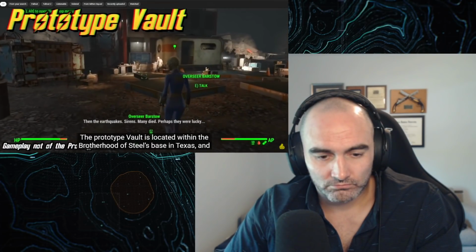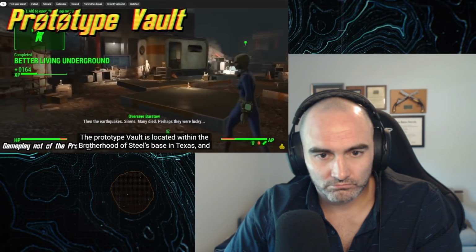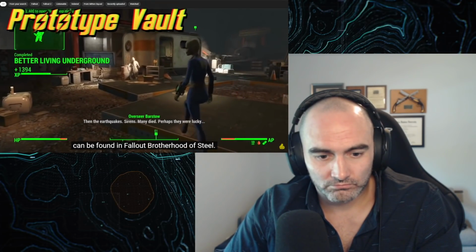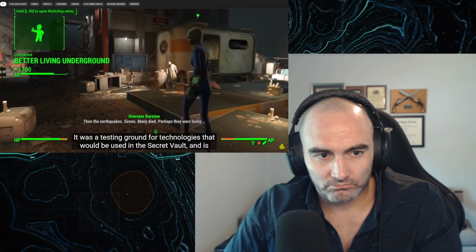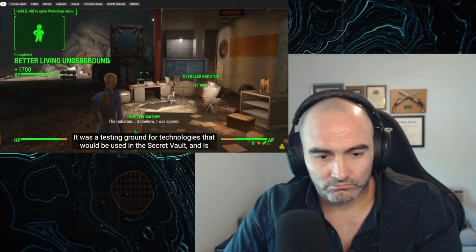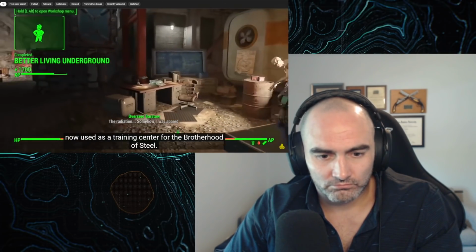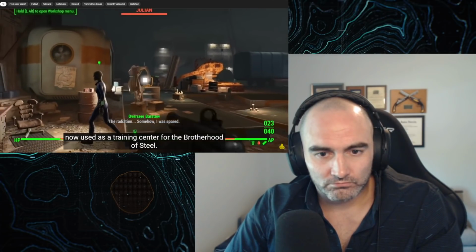The prototype vault is located within the Brotherhood of Steel's base in Texas and can be found in Fallout Brotherhood of Steel. It was a testing ground for technologies that would be used in the secret vault, and is now used as a training center for the Brotherhood of Steel.